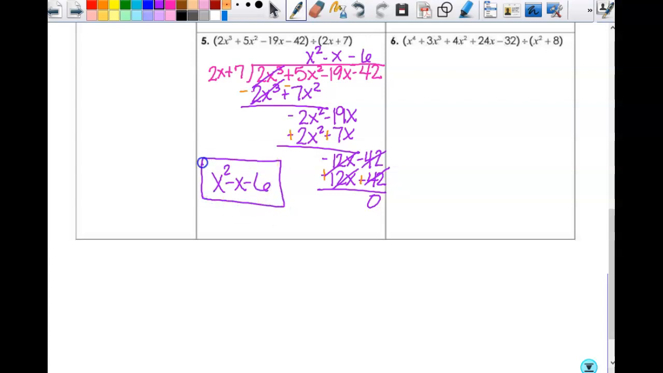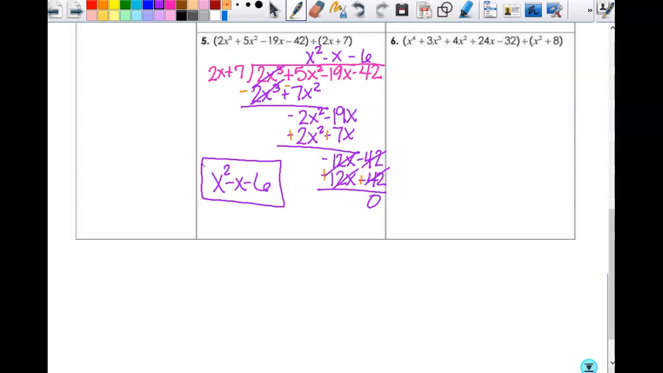Now, the remainder is not always 0. Right now it is. We'll look at what happens when it isn't. But it's not always necessarily going to be. Okay? If you do get 0, that means 2x plus 7 is a factor of that thing. If you don't get 0, then it's not. I mean, that's what you're looking at, basically. Everybody okay so far? Questions?